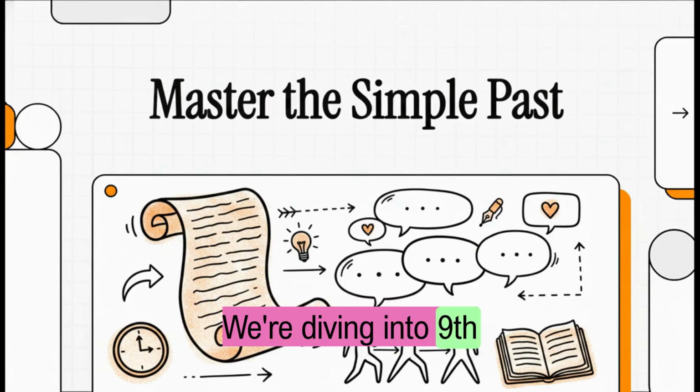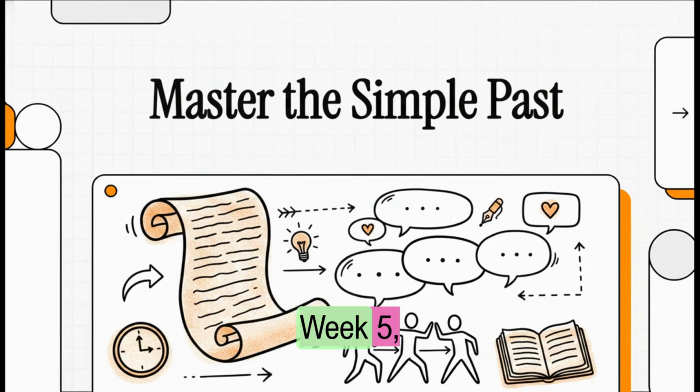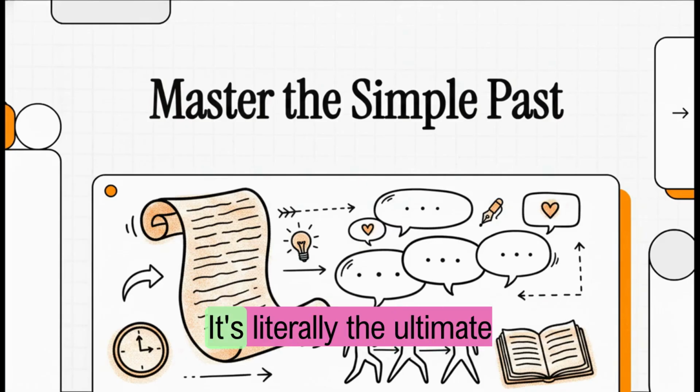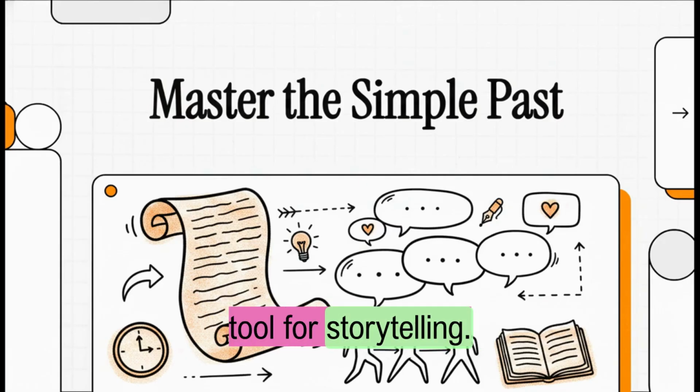We're diving into ninth grade English, specifically Unit 1, Week 5, Class 2. Now, I know what you might be thinking. Grammar, strict rules, heavy textbooks, endless flashcards. But actually, let's toss that idea right out the window. Grammar isn't just a bunch of arbitrary rules to make your life harder. It's literally the ultimate tool for storytelling.